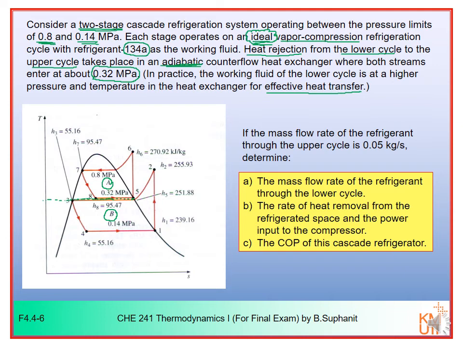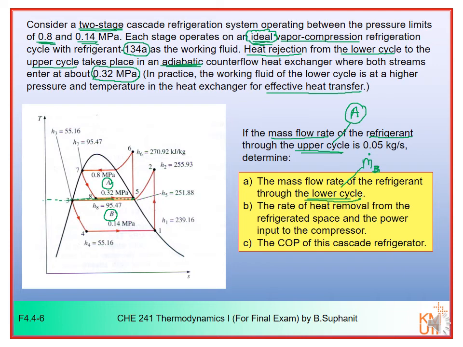Okay. Now what we want to know is, if the mass flow rate of the refrigerant through the upper cycle, cycle A, is 0.05 kilogram per second, we want to determine the mass flow rate of the refrigerant through the lower cycle. So we want to determine MB dot. Okay, we want to determine MB dot.